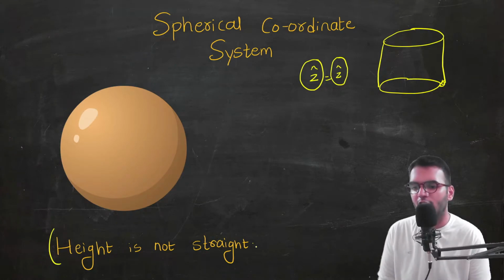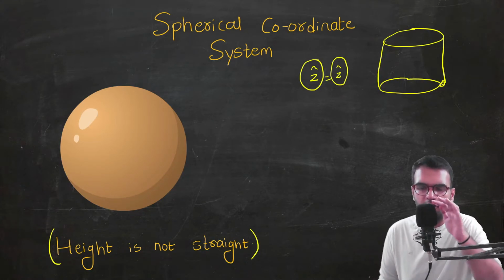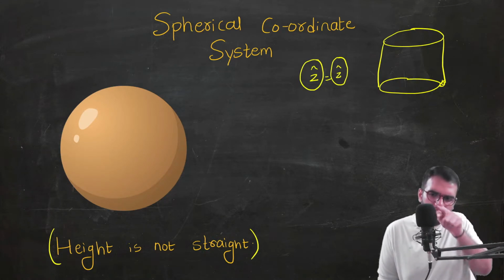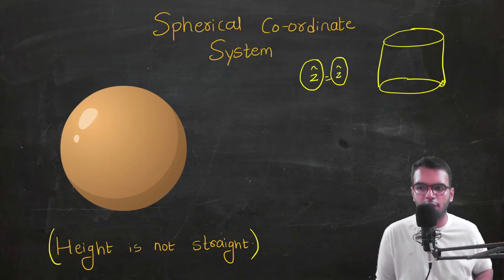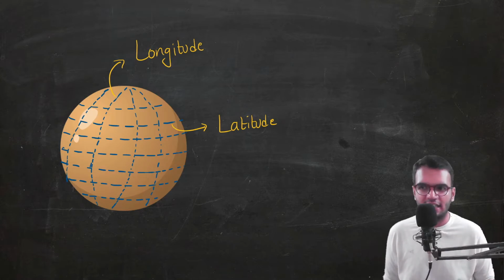But in spherical coordinate system, height is not straight. It is bulging. For example, let us consider this surface only. You can see the height is in this way. It is a curved surface, so height is not straight. So first of all, we cannot measure the height directly.